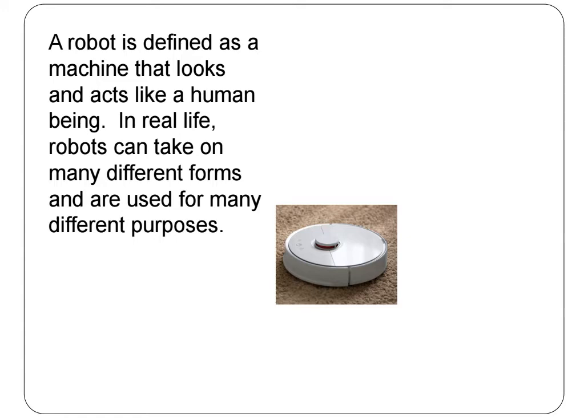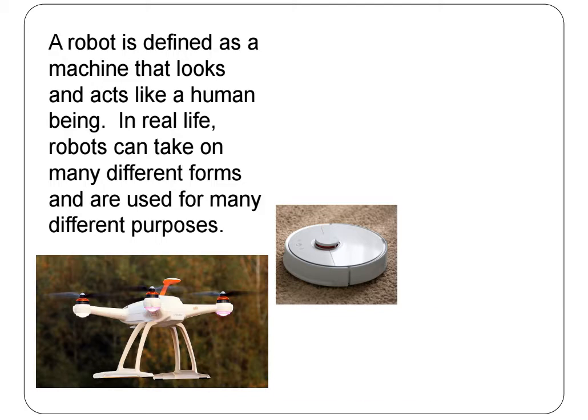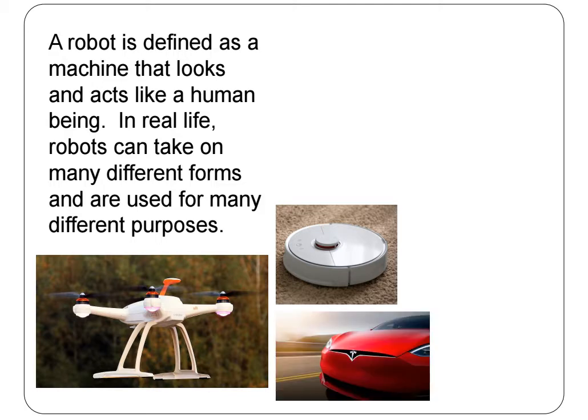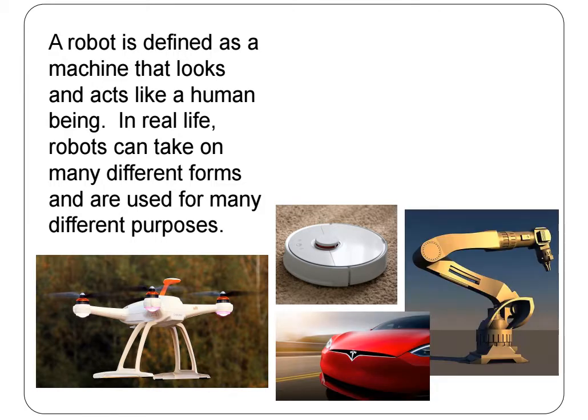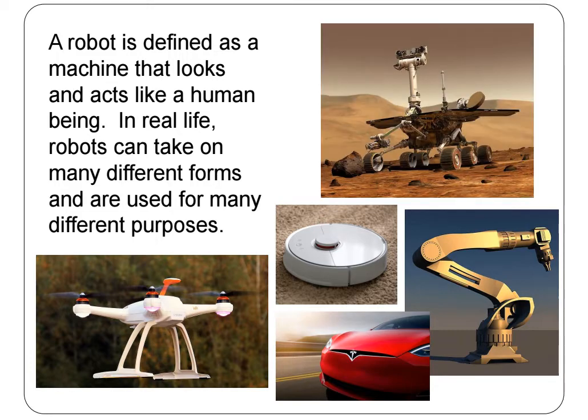Although originally robots were designed to look like humans, in real life they can take on many forms and be used for many purposes, like this vacuum or this flying drone. We actually have cars that drive themselves. We have worker robots that build things for us. And we have robots like the Mars rover that goes to planets that humans cannot visit yet to explore, experiment, and send back pictures to Earth for us to analyze.